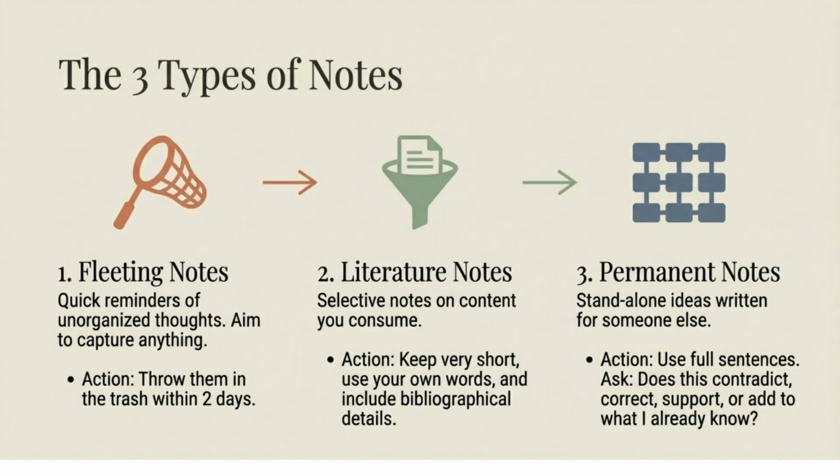The 3 types of notes are fleeting notes for quick, unorganized thoughts, which should be trashed within 2 days. Literature notes are selective, short notes on content you consume. Permanent notes are standalone ideas written in full sentences, connecting and building on existing knowledge.